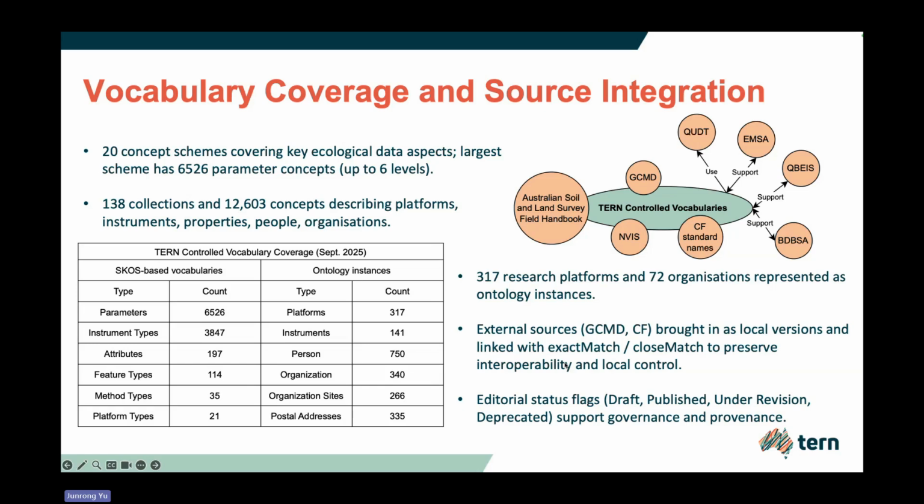And one important feature is we pull vocabs from external resources, for example, the GCMD and CF standard names. But we also link the external links into our vocabularies. So we can manage our vocabularies locally. We can edit the vocabularies as we need it. And we also link with external resources to keep the interoperability. So users can know where it is from and then how to use it.